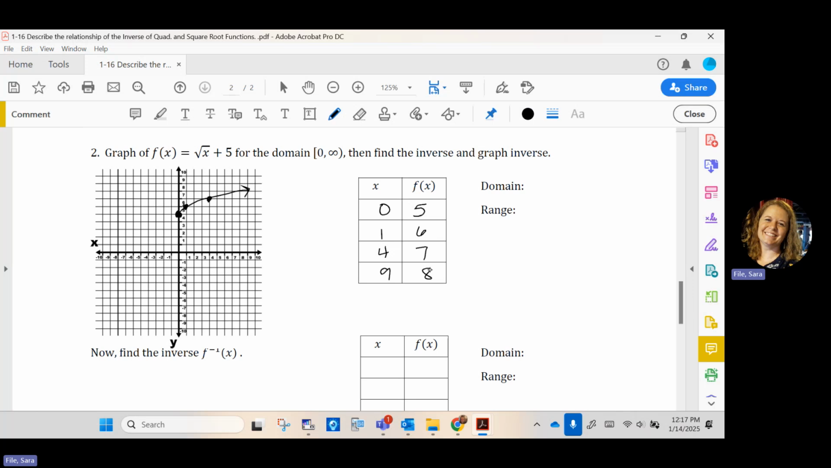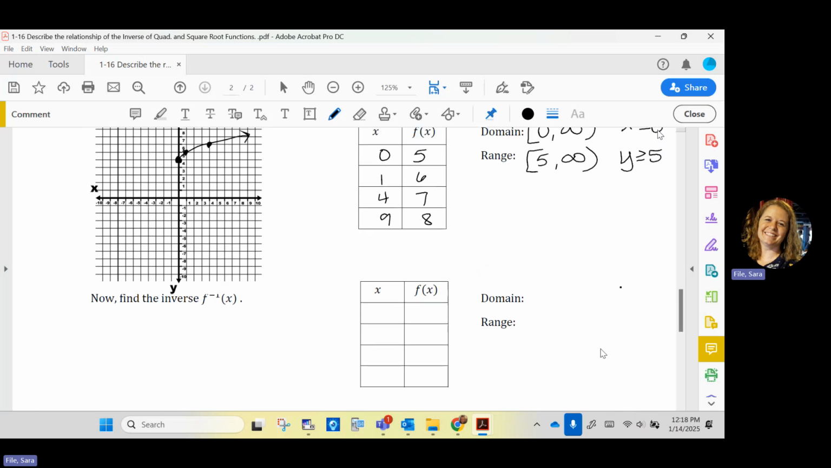So the domain here is from 0 to infinity, and the range is from 5 to infinity. If you want to write that in inequality notation, that's just x is greater than or equal to 0, and y is greater than or equal to 5. Both of those notations work just fine. So I can go ahead and fill out the inverse info. I'm just going to switch my x and y's.